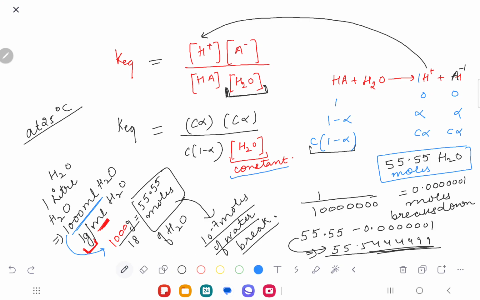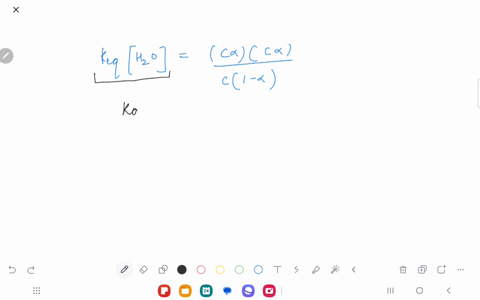And when H2O is a constant, what exactly does that mean? The constant multiplies into K equilibrium. So that will give me what? K equilibrium times the concentration of water shall be C alpha into C alpha over C into 1 minus alpha. So this K equilibrium into water shall be called as Ka, and you cancel C and C, and you will have C alpha square over 1 minus alpha.